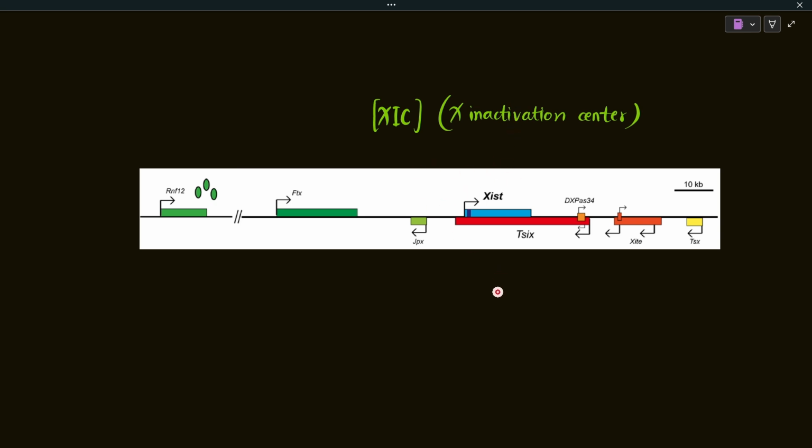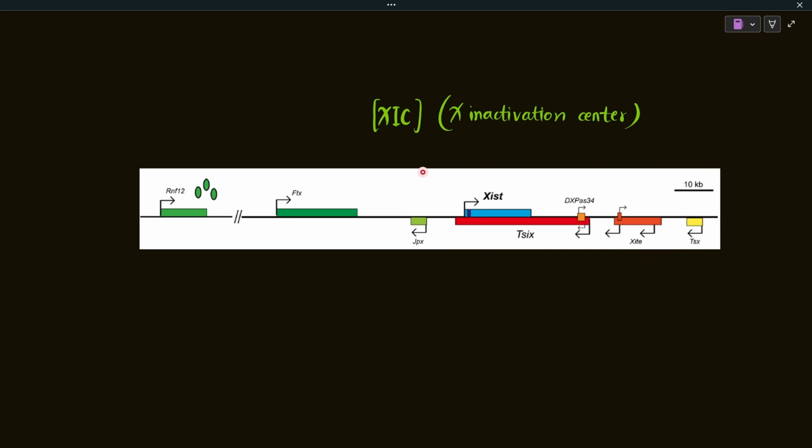This is going to play a role in the inactivation of the X chromosome, and it is going to do the heterochromatinization of the X chromosome. This center consists of the Xist non-coding RNA that we discussed in the non-coding RNA part. It has the antisense transcript of Xist, known as Tsix. This is the antisense of Xist, and that is why it is named Tsix. So the XIC consists of Xist, Tsix, and some other factors which are upstream to Xist like FTX and JPX, and downstream to Xist like DXPas34, Xite and Tsx.